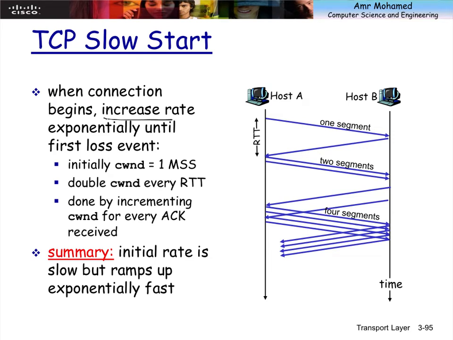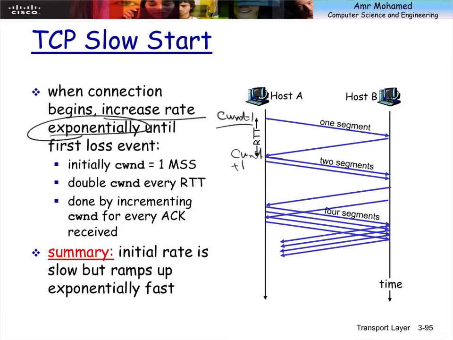So what TCP does is that when a connection begins, we increase the rate exponentially, even though it's called slow start. What happens is that we increase the congestion window by one for every single acknowledgement we receive. So here, for example, as we said, we always start from a congestion window of 1 MSS. So we send one packet and wait for acknowledgement. Once we get the acknowledgement, the congestion window becomes 2.